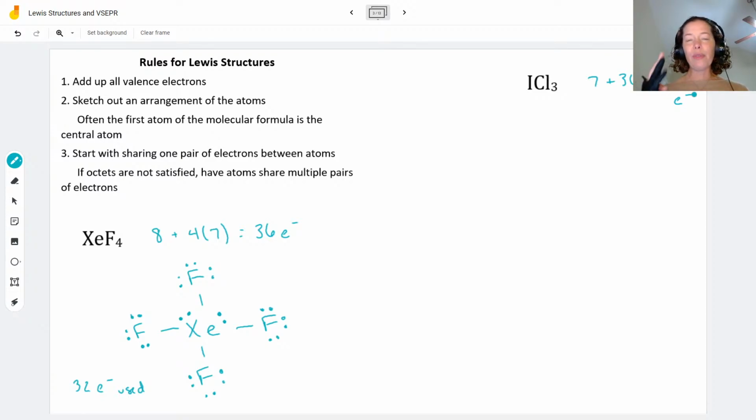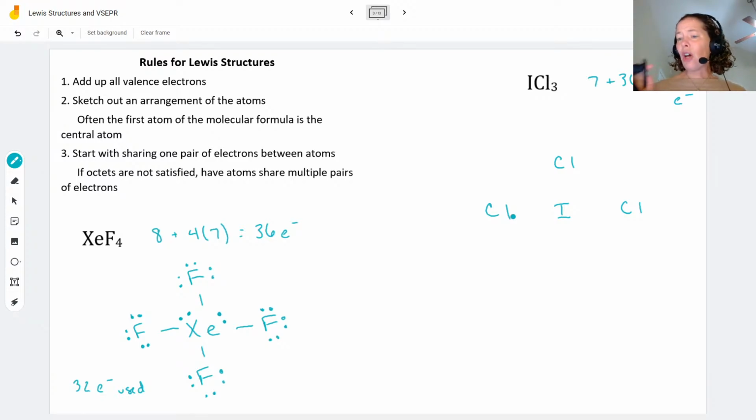Identify my central atom so I can sketch out my arrangement. Iodine is written first. It's all by itself. I'm going to put that in the middle. So we'll put iodine in the middle, and I'm going to put my 3 chlorine atoms around iodine. Again, it doesn't matter how you put them around. Don't worry about bond angles or trying to determine the shape yet. You just want to get those chlorine atoms around.